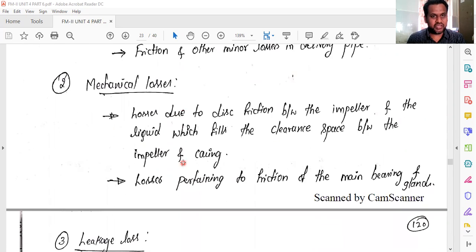Now we will discuss the mechanical losses. Mechanical losses are due to the disc friction between the impeller and the liquid which fills the clearance space between the impeller and casing, and losses pertaining to the friction of the main bearing and the glands. These losses are related to the mechanical working of the machine. If the shaft is rotating at a particular location, there is contact with the liquid which fills that space. Whatever losses happen because of the working of the machine come under mechanical loss.